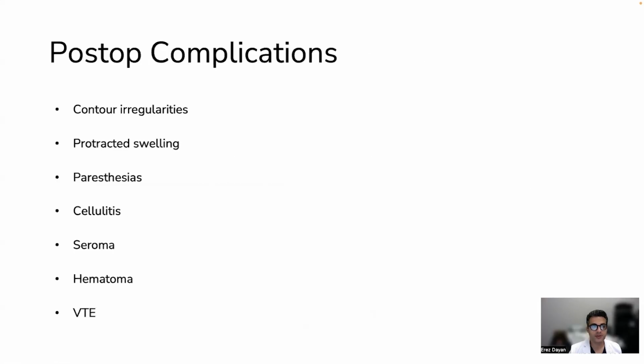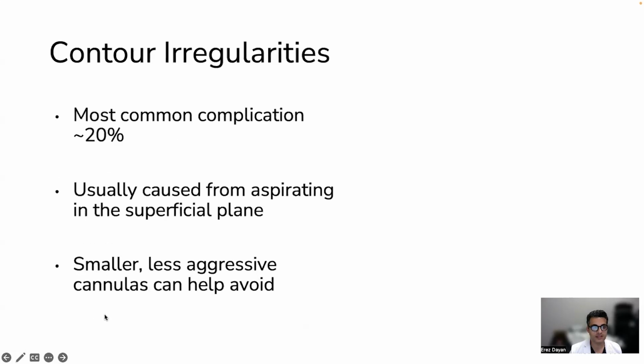More on postoperative complications. More common things are contour irregularities, which you can avoid by staying deep in the fat layer and cross-hatching in a perpendicular fashion so that you're addressing the fat in two directions. Protracted swelling can happen for a couple months after the procedure. Paresthesias, numbness can happen. Infections like cellulitis, seromas, hematomas, or DVTs.